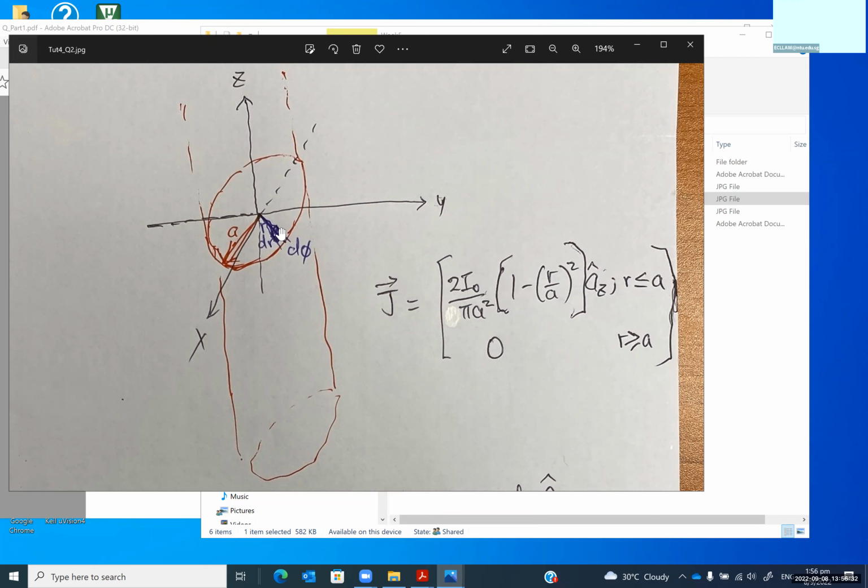Okay, so what is that small area? What's the value of the area? Yeah, r d phi dr, right? r d phi dr. Where's the direction of that area? Where's the direction of the area? All agree it is az, right? Positive az or negative az?